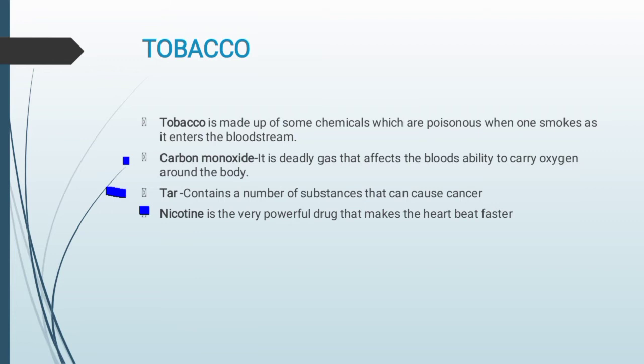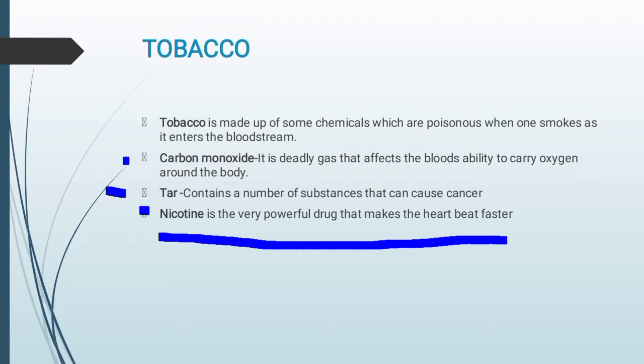The second one is tar. Tar contains a number of substances that cause cancer. Tar is a carcinogen. It causes cancer. We go to nicotine. Nicotine is a very powerful drug that makes the heart beat faster. So nicotine also accumulates itself in the coronary arteries, the arteries that supply the heart with oxygen or with nutrients.